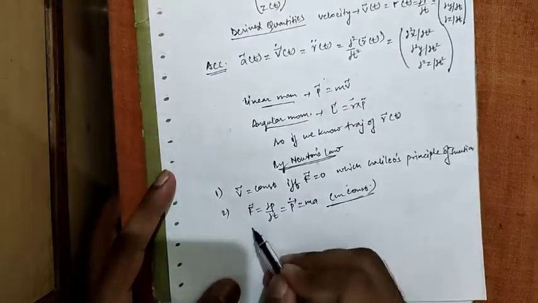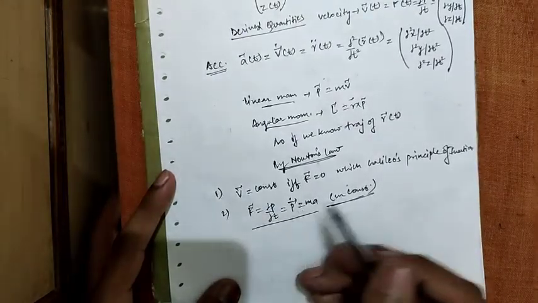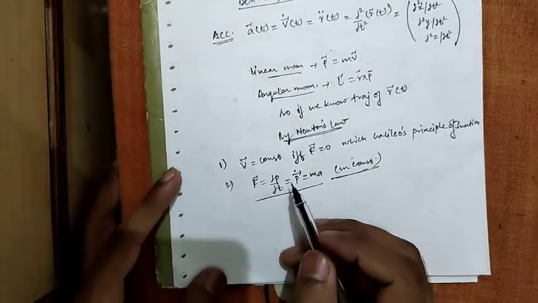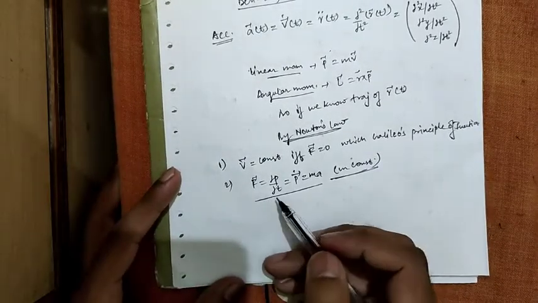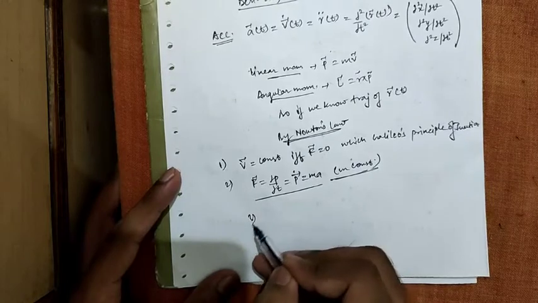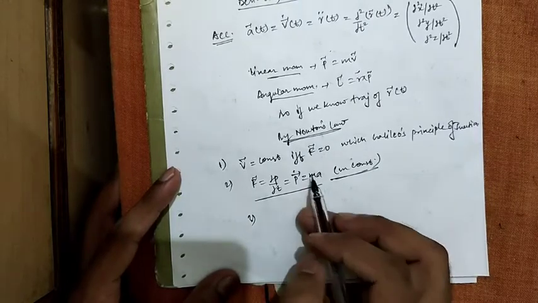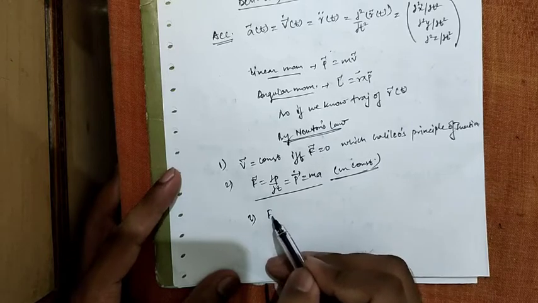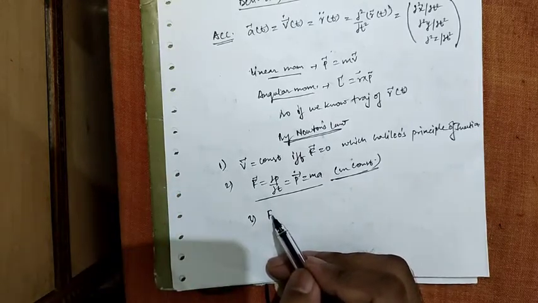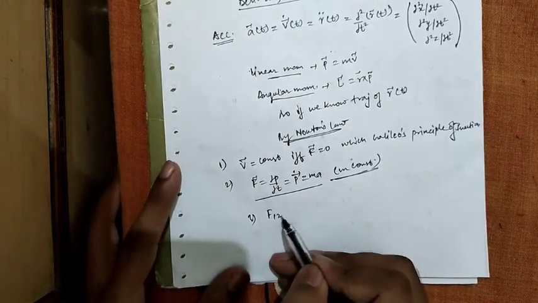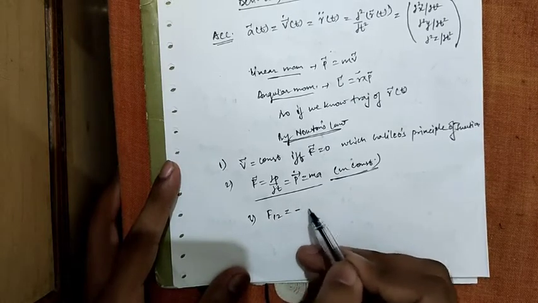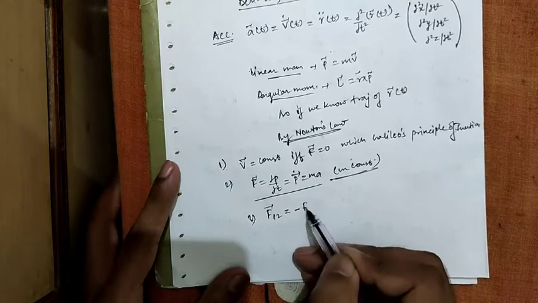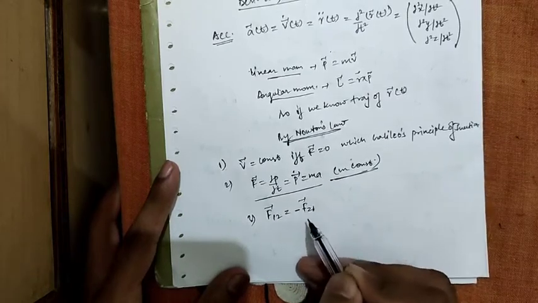This law came from the experimental evidence which was judged by Newton at that time. And the third law, which is well known, is that for every action there is an equal and opposite reaction. That is to say, for two bodies, the force on 1 by 2 is equal and opposite to the force on 2 by 1.